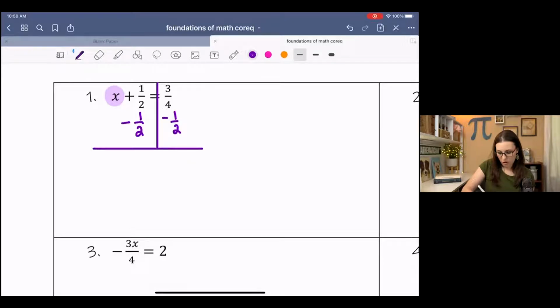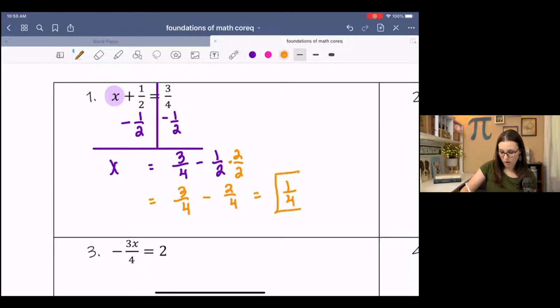which creates our new equation. X, 1/2 minus 1/2 is 0. They're inverses, so when you add inverses, it creates the identity 0. X equals 3/4 minus 1/2. These do not have a common denominator. So in order to simplify this, I need to get a common denominator. This one's going to be pretty simple to do. I'm going to multiply by 2 on the top and the bottom to, again, keep it balanced. And now I have 3/4 minus 2/4, which is 1/4. And that's it. Not too bad.